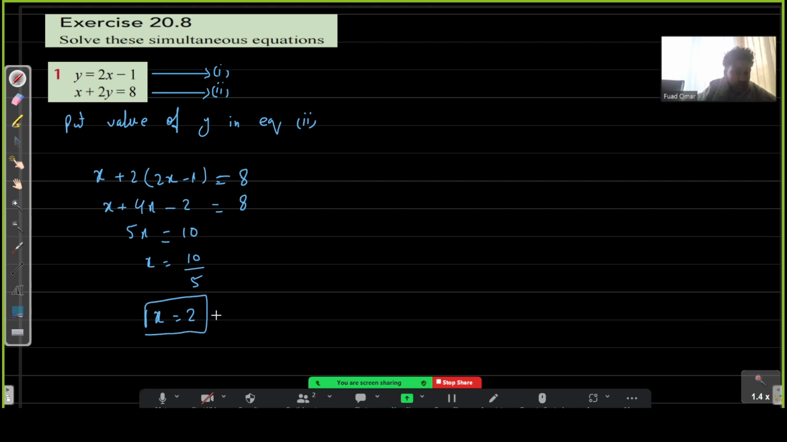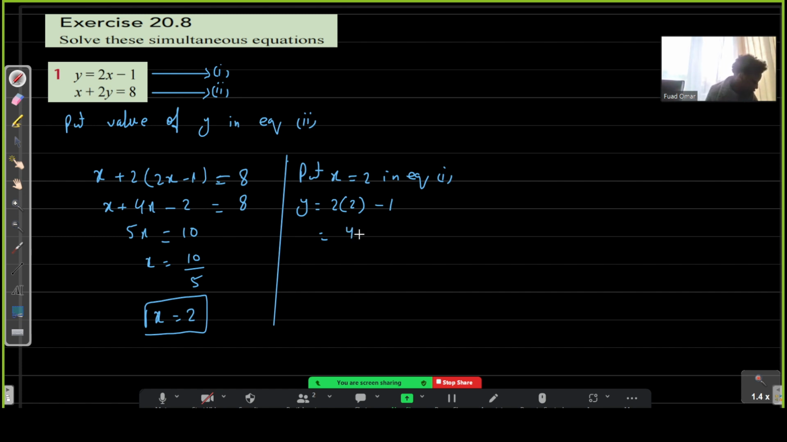So now I can use this value in equation number 1 to find the value of y. So x is equal to 2 in equation 1. Equation number 1 is y is equal to 2 times x minus 1. So I'm going to put 2 in the place of x. So y is equal to 2 times 2 minus 1, which is 4 minus 1, which is 3. So the solution is 2, 3.